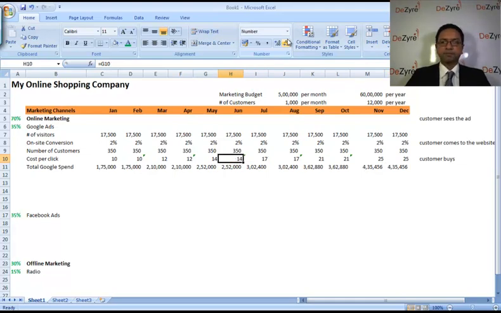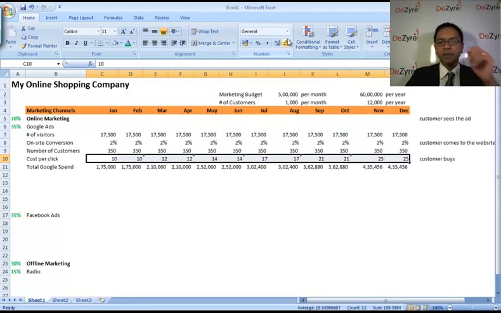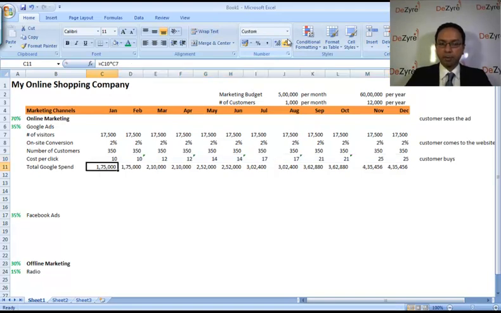All right, there you go. So you see how you go from paying 10 rupees a click all the way to paying 25 rupees a click, and that's not very unlikely when it comes to Google. Proportionally, you see the amount of money you're spending on Google AdWords goes from 1.7 lakhs in January all the way to 4.3 lakhs in December, and it looks like you might actually blow through your 5 lakh budget there, but we will deal with that later.